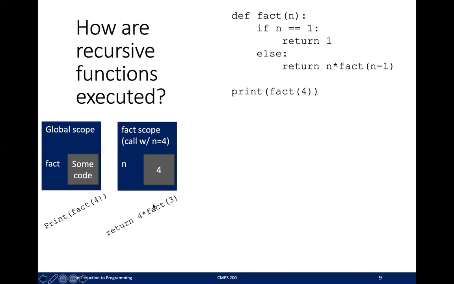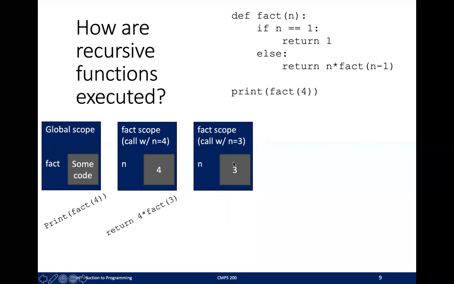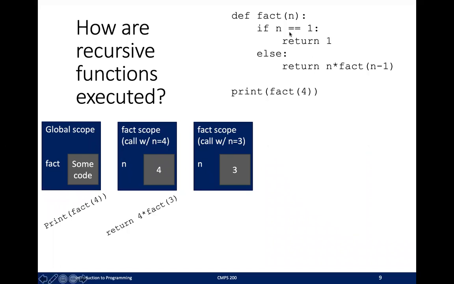What is factorial of 3 now? It's as if I'm calling the function again with a new value of n. n is equal to 3. So that will trigger a new scope. Now n is equal to 3 in that scope, and that's all it sees. It doesn't see anything from before. It just sees that n is equal to 3, and it will execute the function again from scratch. Is 3 equal to 1? No. So it's going to return 3 times factorial of 2.